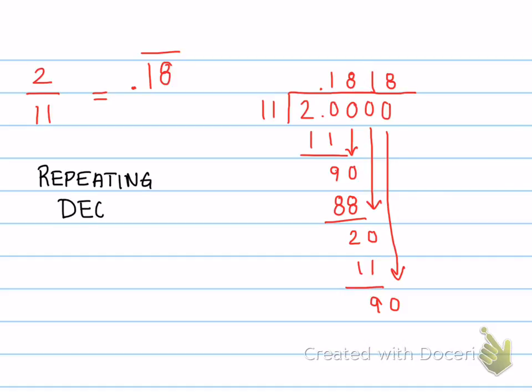So when you divide, that's what you're going to get. It's either going to be terminating or repeating. If it's repeating, you got to find exactly what's repeating and then put the line over it.